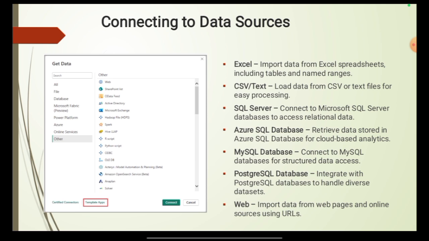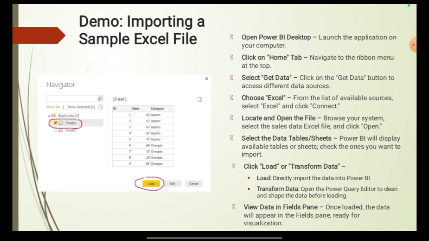So this can be said as per the details mentioned over here. Now let us move to the next part. So here in this mentioned part, we will be studying about demo importing a sample Excel file. We will first read out the details that has been mentioned over here and then discuss it. Open Power BI desktop. Launch the application on your computer. Click on Home tab. Navigate to the ribbon menu at the top.